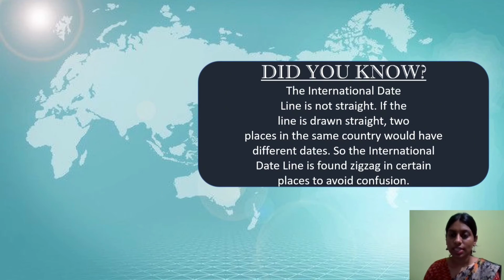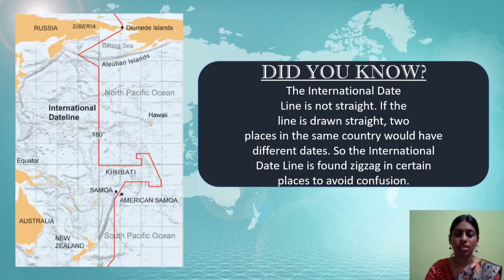So let us see another fact. The international date line is not straight. As you can see in this picture, the date line is not in a straight manner, but in a zigzag way. Zigzag means it is in an uneven way. Why? Because if it is drawn in a straight line, two places of the same country will have different dates. So to avoid the confusion, it is drawn in a zigzag manner.